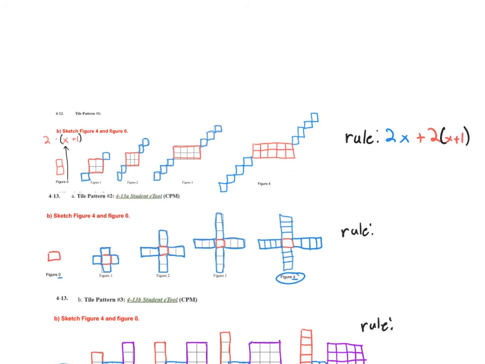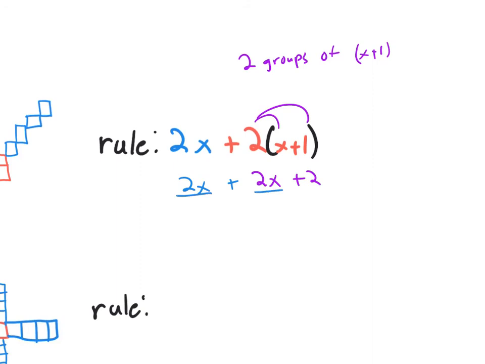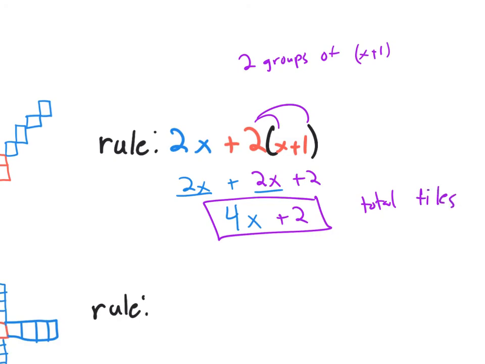So this is our rule, but it's not fully simplified yet. Let's do that distributive property and simplify. Remember, this is 2 groups of x plus 1, meaning that this 2 applies to both of these things. So I'm going to have 2x plus 2, and then I've got my 2x from the beginning. I can now combine 2x and 2x. My rule here will be 4x plus 2. This is what's telling me my total tiles.